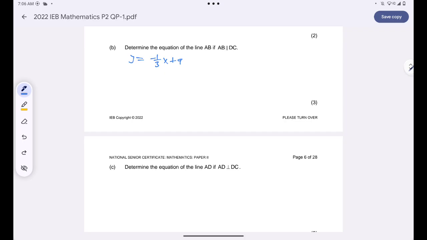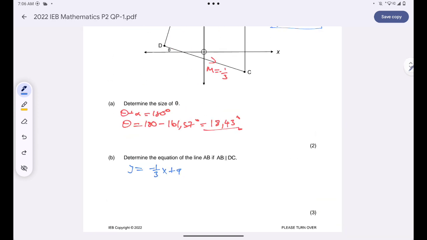Okay, determine the equation of line AD if AD is perpendicular to DC.